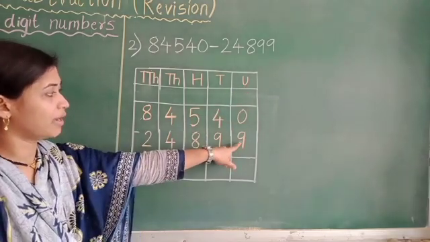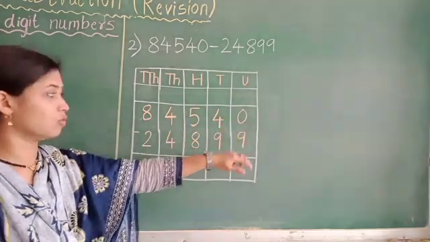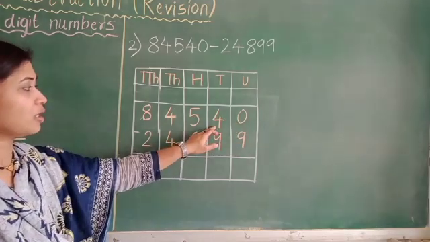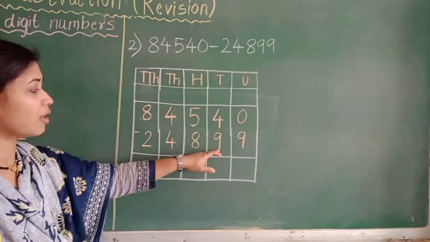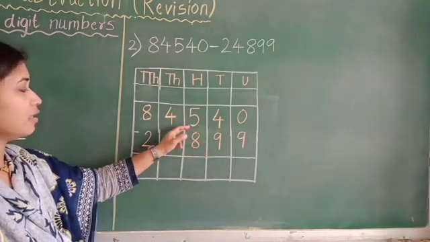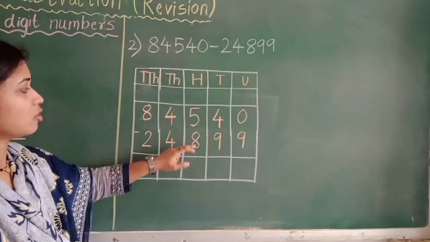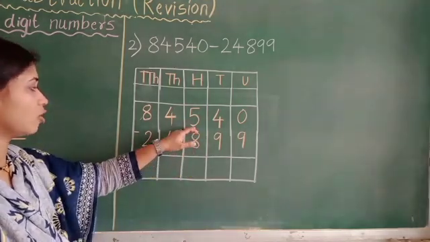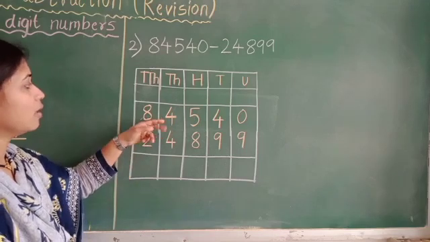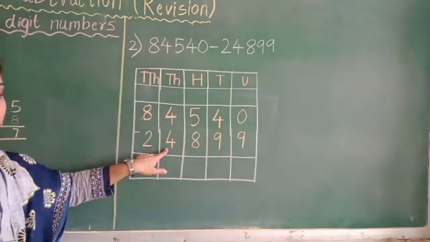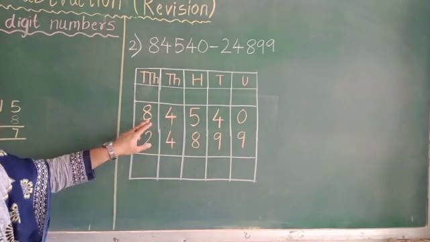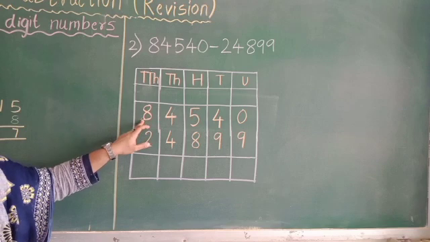Can we subtract 9 from 0? No. What can we do? We can take 1/10 from the 4. But 4 is also smaller than 9. So we cannot take from here. We will see the next number then. But 5 is also smaller than 8. So we cannot take 1/10 from this also. We will see the next number. 4 is also equal to 4. So we cannot take 1/10 from this number also. Now we will see the next number.